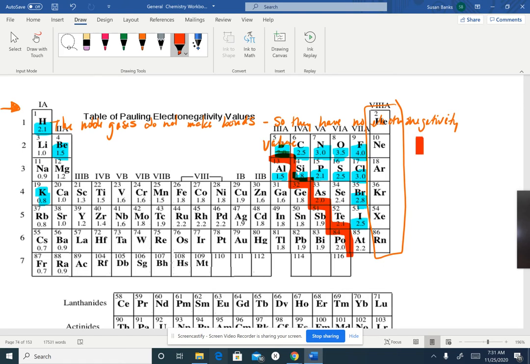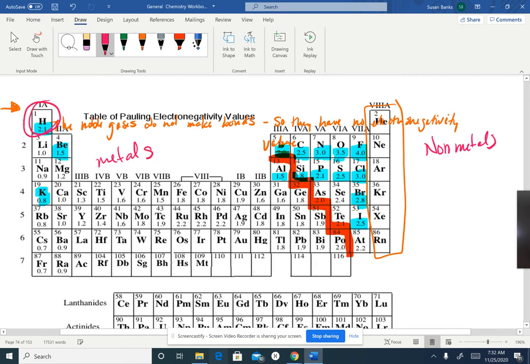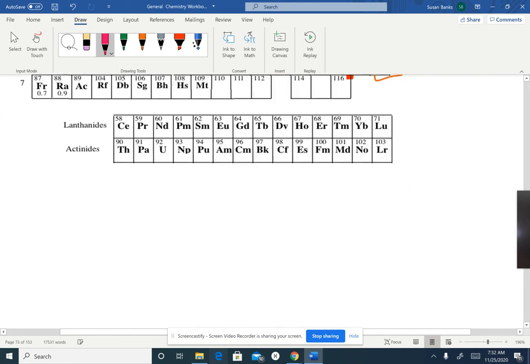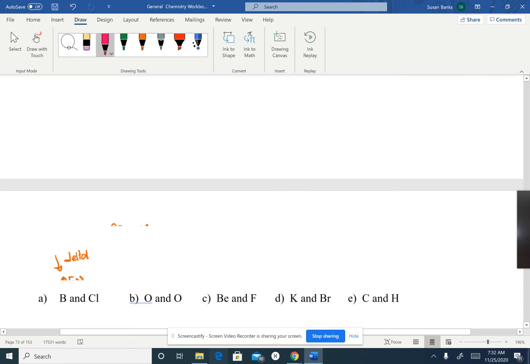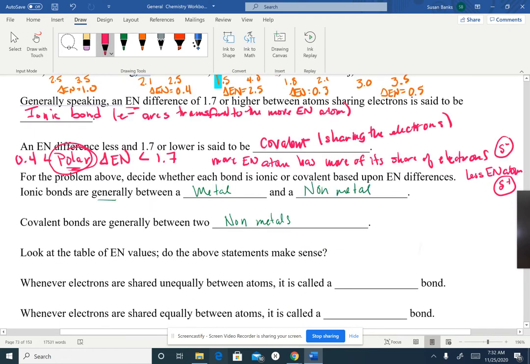Over here we have our non-metals. And over here we have our metals on this side of the line. The exception, of course, is hydrogen. Hydrogen is a non-metal. Okay, so now that we've got that put in, we're going to look at our bonds here.